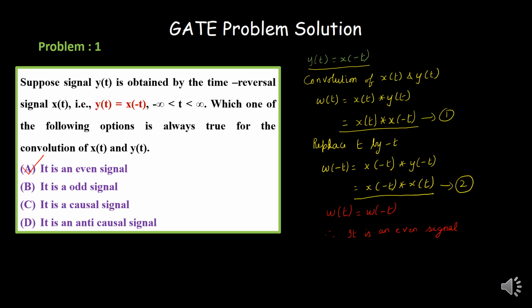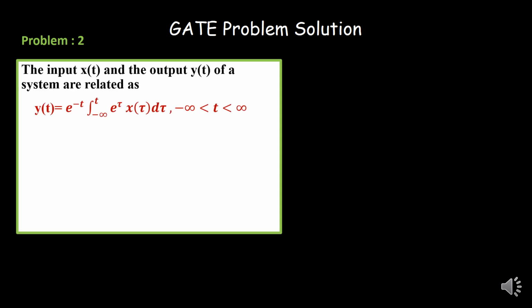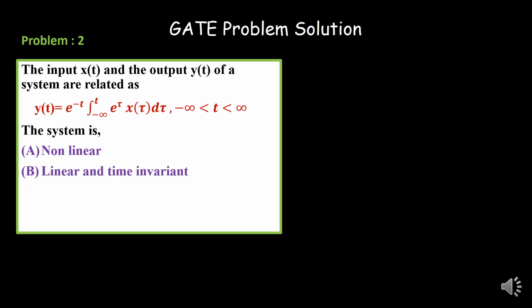Let me move to the next problem. This is problem number 2, taken from the classification of systems. Okay, let me read out the problem. Here, input x of t and the output y of t of a system are related as follows. One function is given. We need to find whether the given system is non-linear, or linear and time invariant, or linear but not time invariant, or non-causal. The topic is classification of systems.